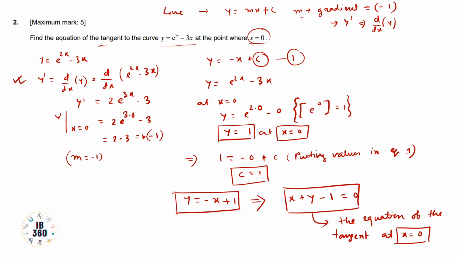Just remember that for a straight line, the normal equation is y equals mx plus c, where m is the gradient. Now how do we find the gradient? You just have to differentiate with respect to the independent variable. Here the independent variable is x, keep that in mind. So I have taken the derivative with respect to x and found the equation. After that, at x equals 0, we found the value of m. In this way you can solve this problem. It was also a very easy problem.